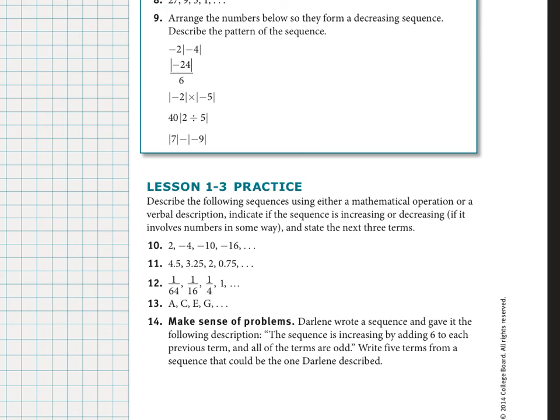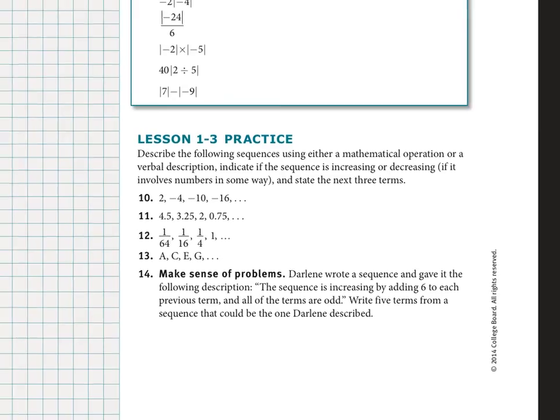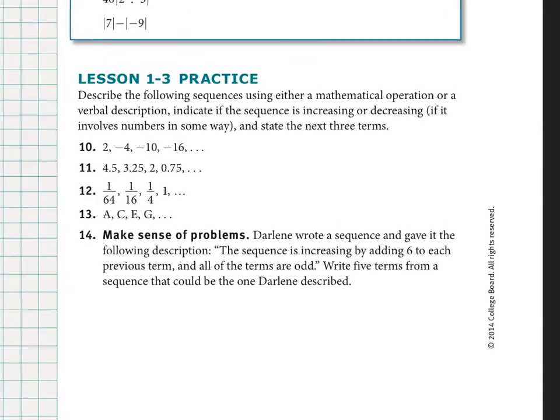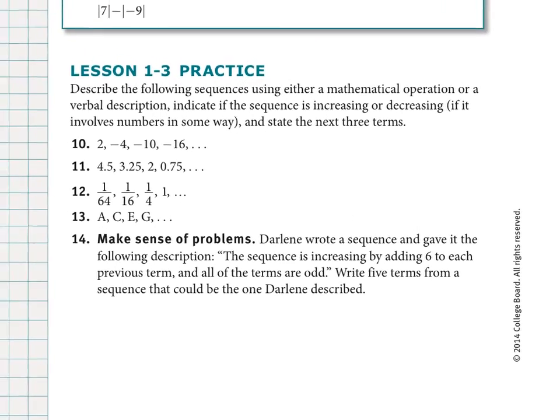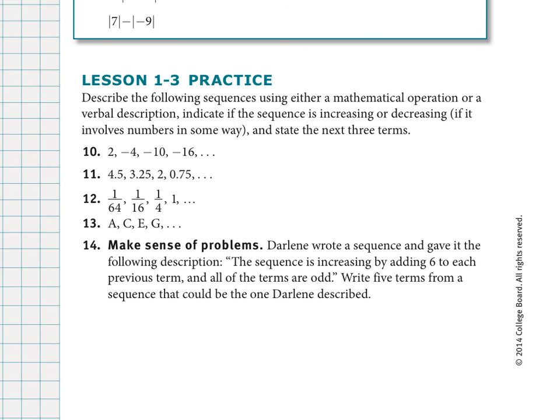All right, so we have seen different types of sequences, some increase, some decrease. We saw a little bit with absolute value. Let's go ahead and do some practice. Okay, so your assignment, this is page 14, will be to complete numbers 10 through 14.